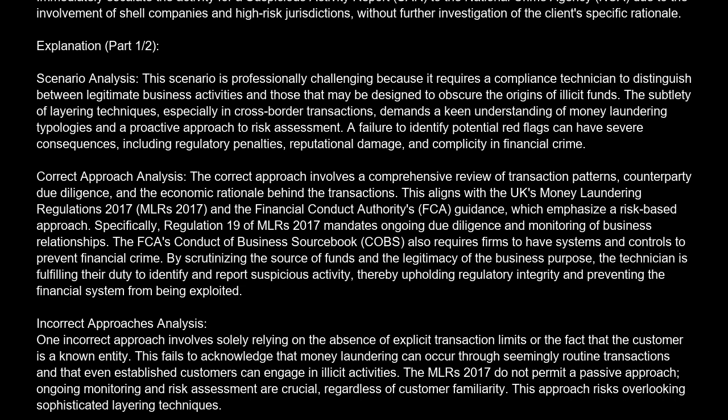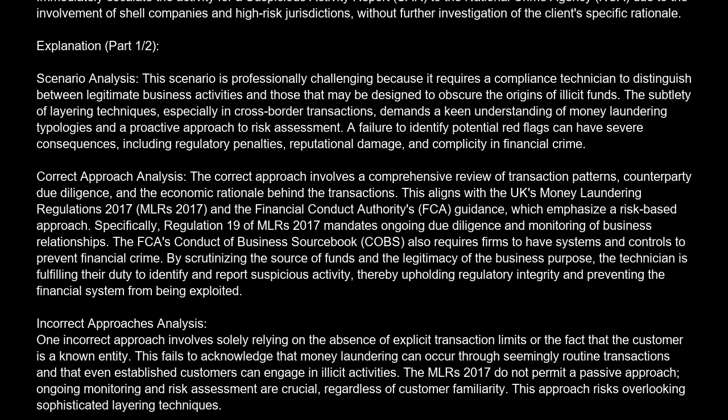Explanation. Scenario analysis. This scenario is professionally challenging because it requires a compliance technician to distinguish between legitimate business activities and those that may be designed to obscure the origins of illicit funds. The subtlety of layering techniques, especially in cross-border transactions, demands a keen understanding of money laundering typologies and a proactive approach to risk assessment. A failure to identify potential red flags can have severe consequences, including regulatory penalties, reputational damage, and complicity in financial crime.